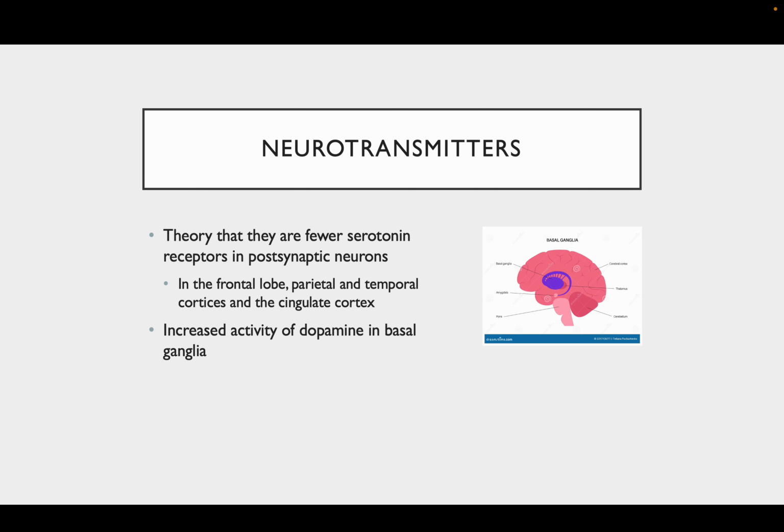Neurotransmitters. Researchers found that people with OCD had fewer serotonin receptors on postsynaptic neurons in their frontal lobe, parietal and temporal cortices, and cingulate cortex. They have also found increased activity of dopamine in the basal ganglia, which has a role in the CSTC loop, which is at the center of the cycle of OCD. It is also believed that a key factor in OCD is the lack of production of serotonin, which causes a lack of inhibition in the basal ganglia, which is already overactive due to the overproduction of dopamine.